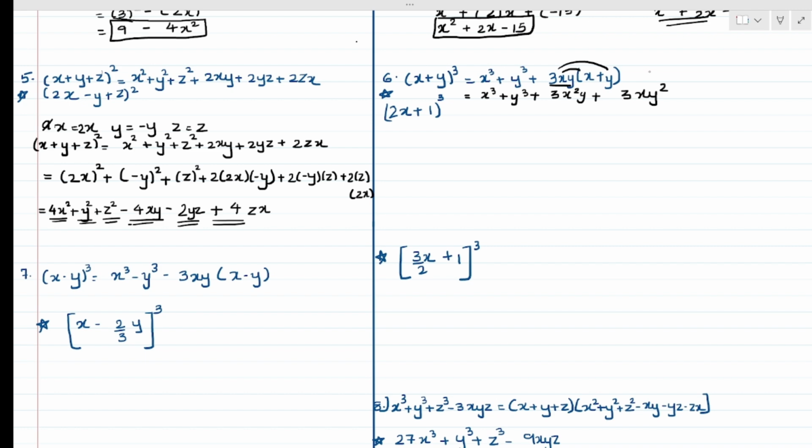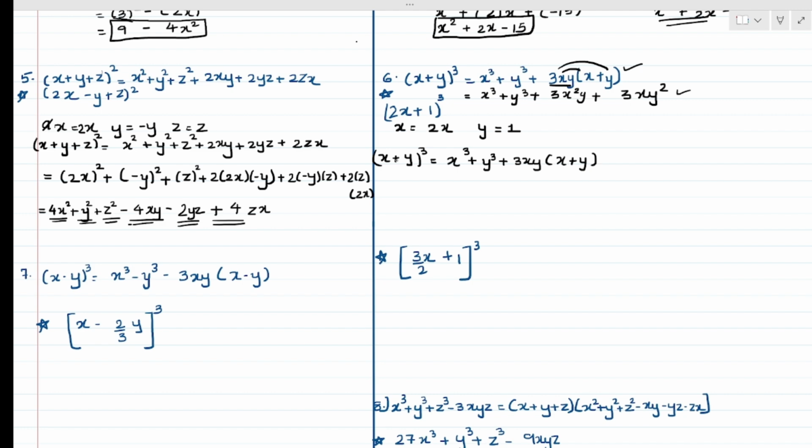Okay. So whatever is comfortable with you, you can use this or either this. Whatever you are comfortable with, you can use. So in this case, let's consider what is our x. In my case, my x will become 2x and my y will become 1. So substitute all your values in your identity. Write down your identity first. x plus y the whole cube equals x cube plus y cube plus 3xy times x plus y.